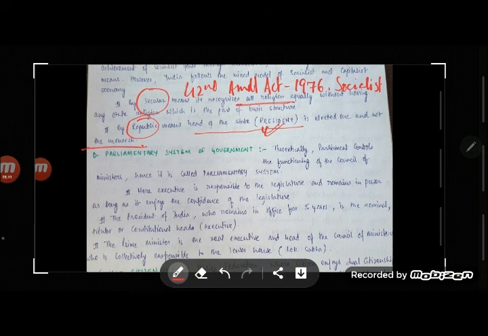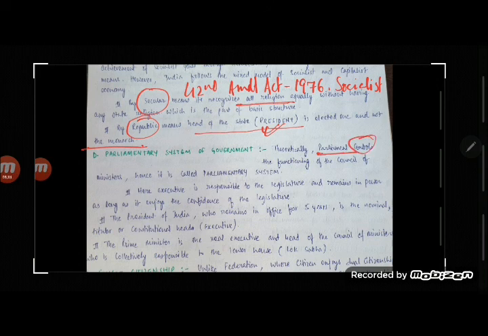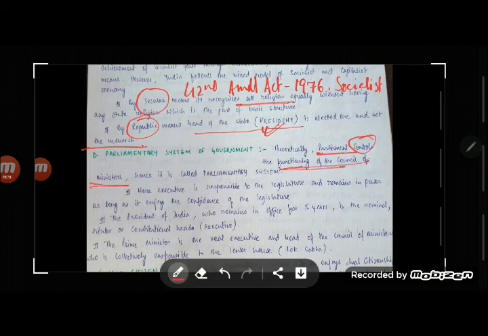Now the parliamentary system of government. We all know that India has a parliamentary system of government where the prime minister is elected. Theoretically, parliament controls the functioning of the council of ministers, hence it is called the parliamentary system. So we elect the council of ministers and the council of ministers make the prime minister.